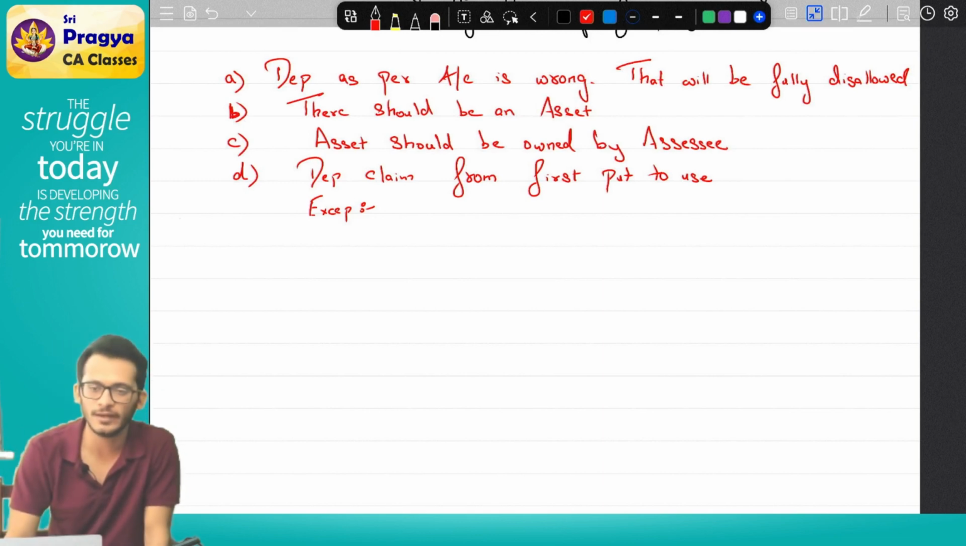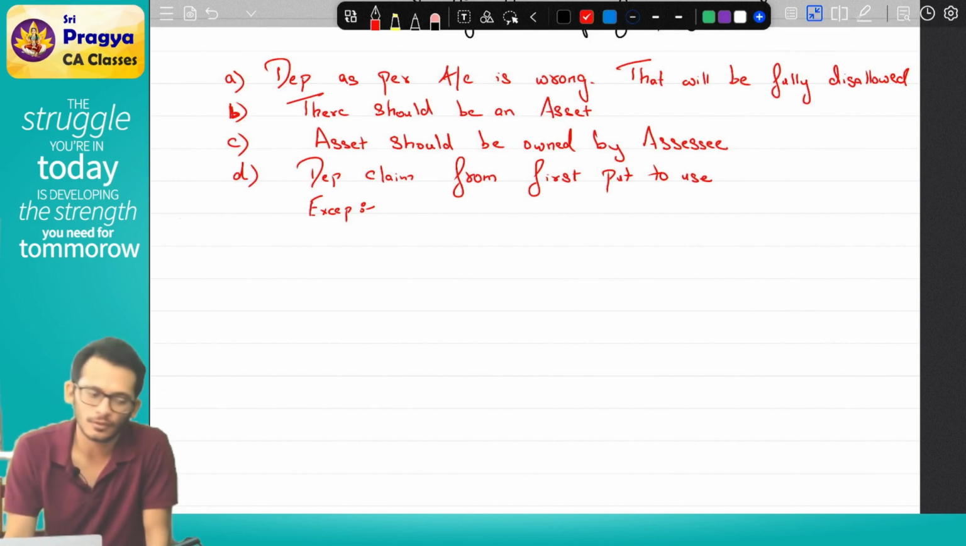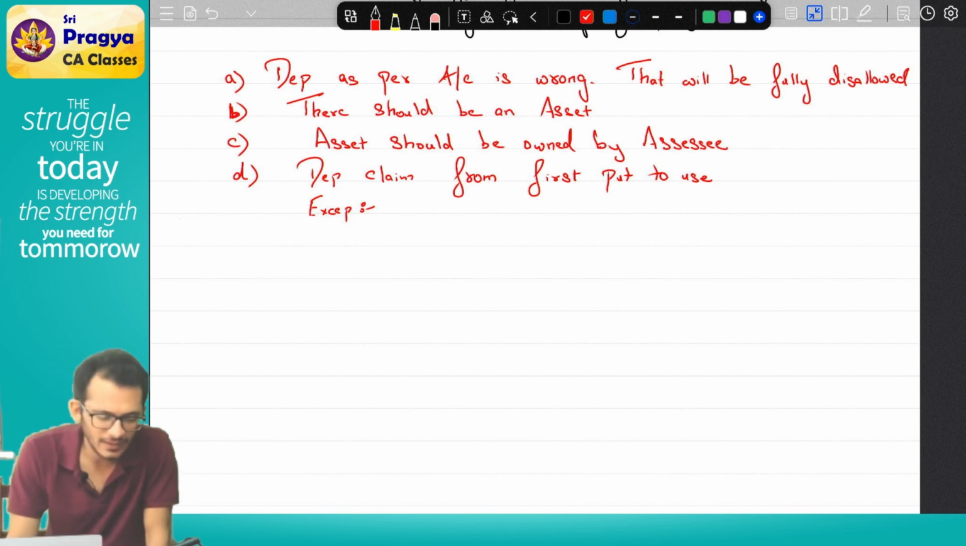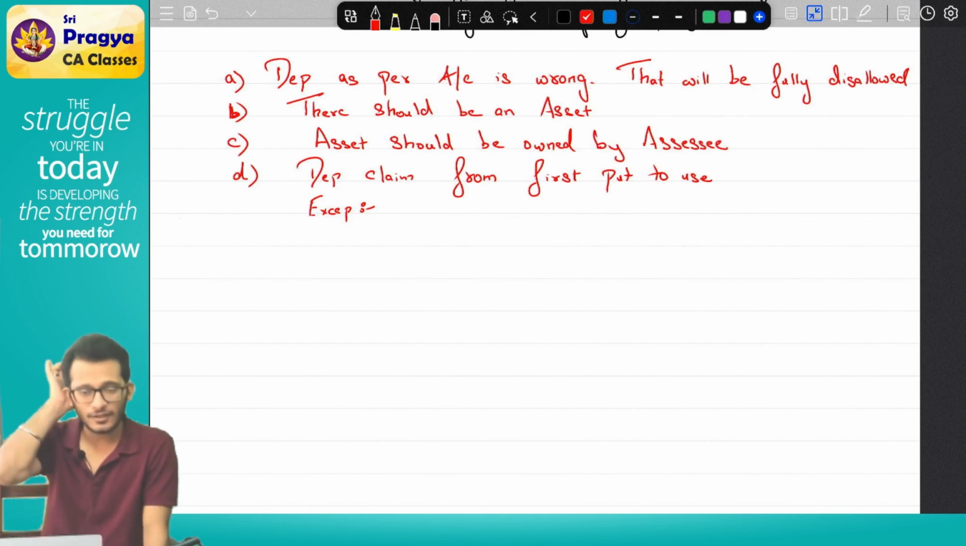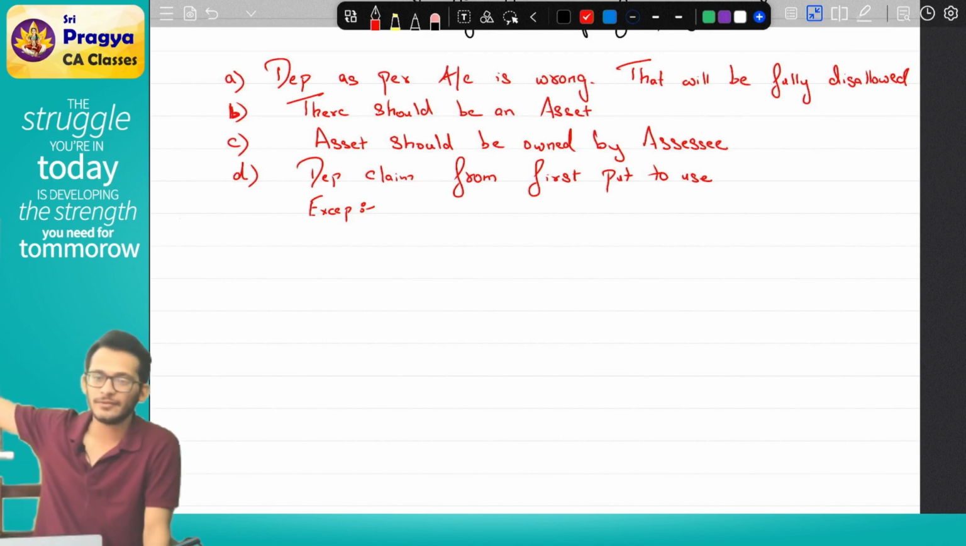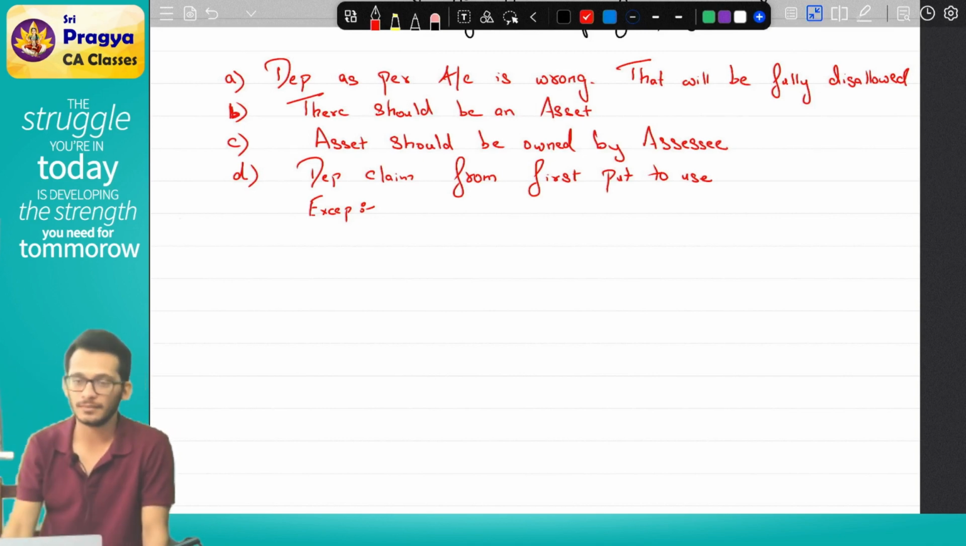So what we did, we both went to court. I went to my high court and I came and said, dear high court, the assessing officer is saying I am not eligible to claim depreciation on the fire extinguisher. Assessing officer says, yes, sir. Actually, the Act says first to put to use. He has not put the asset to use, sir. So I cannot give him depreciation.